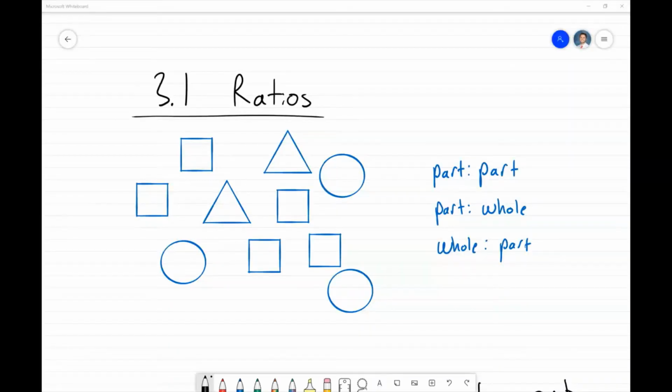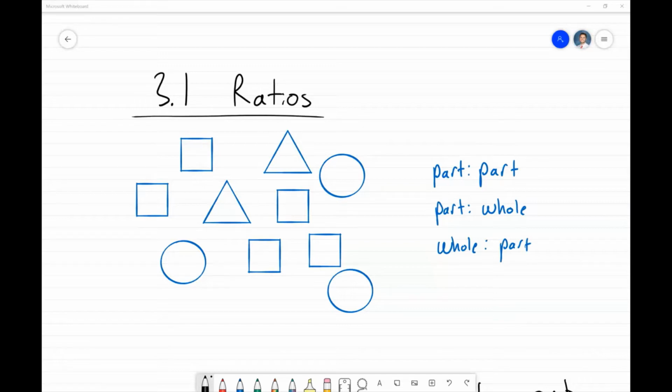Today we are looking at ratios. Now, a ratio is just the relationship between two numbers or quantities, and we can describe that relationship as part to part, part to whole, or whole to part. So what do I mean by that?